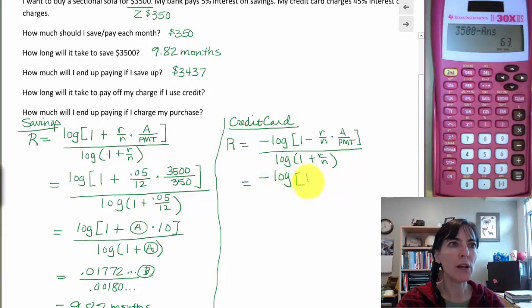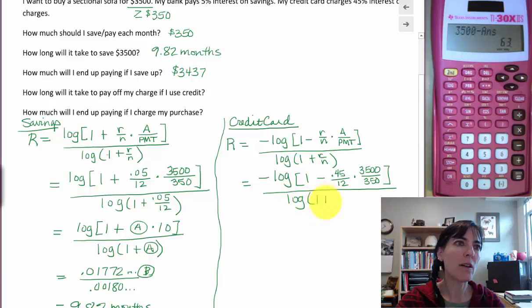When we fill in our values, it'll be 1 minus, the interest was 45%. That's kind of crazy. 0.45 divided by 12 times the same sofa cost, $3,500, and the same payment amount, $350. We're not changing those. Remember, we want to compare apples to apples. And then we have log 1 plus 0.45 over 12.